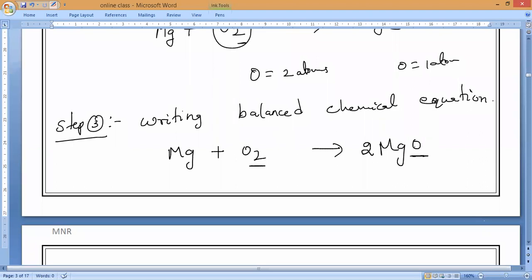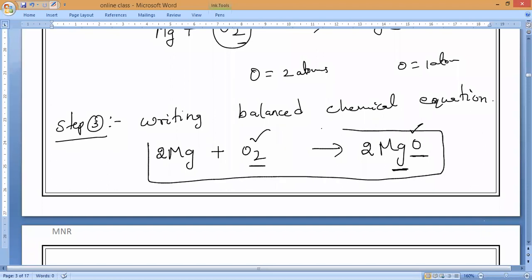So 2 MgO. I tried to balance oxygen, but magnesium became imbalanced. Here magnesium also 2 atoms are there, but here only one. So I write 2 Mg plus O2 will give you 2 MgO. So this is what is called a balanced equation.